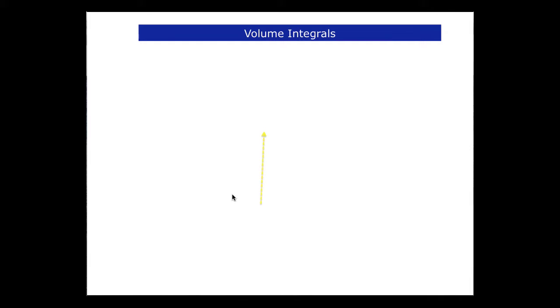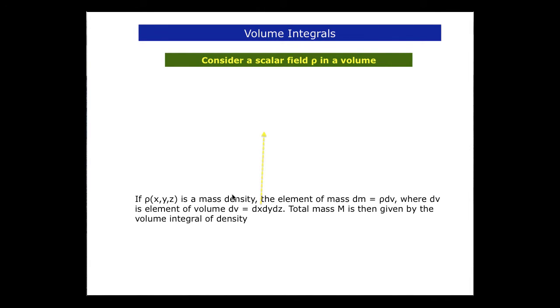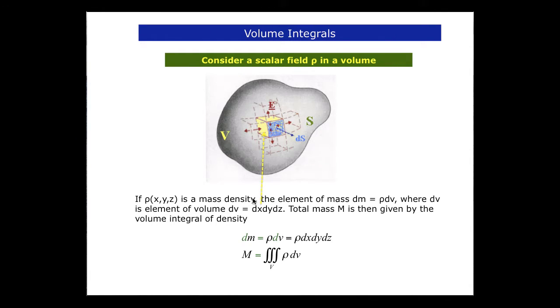Finally, consider a scalar field in a volume. For example, that field can represent a local mass density ρ distributed over the volume V. Then we can define the infinitesimal element of volume dV given by the cube with sides dx, dy and dz. That volume will be just the product of those lengths.